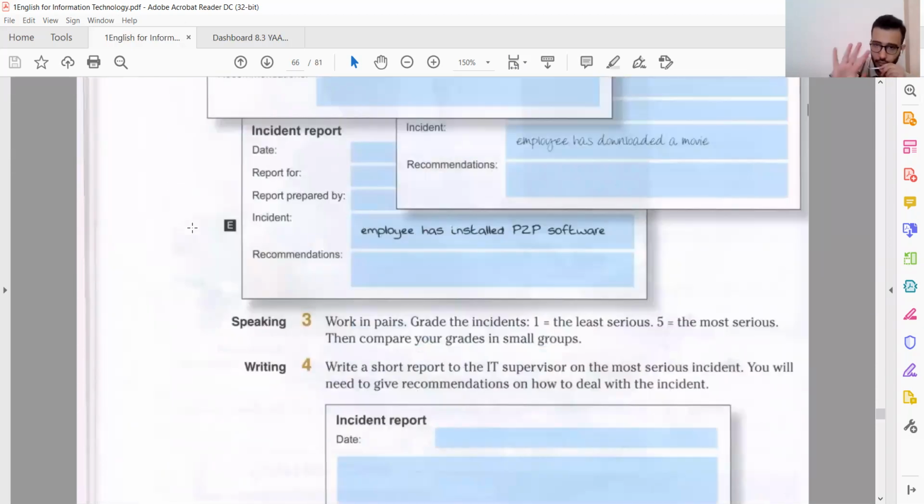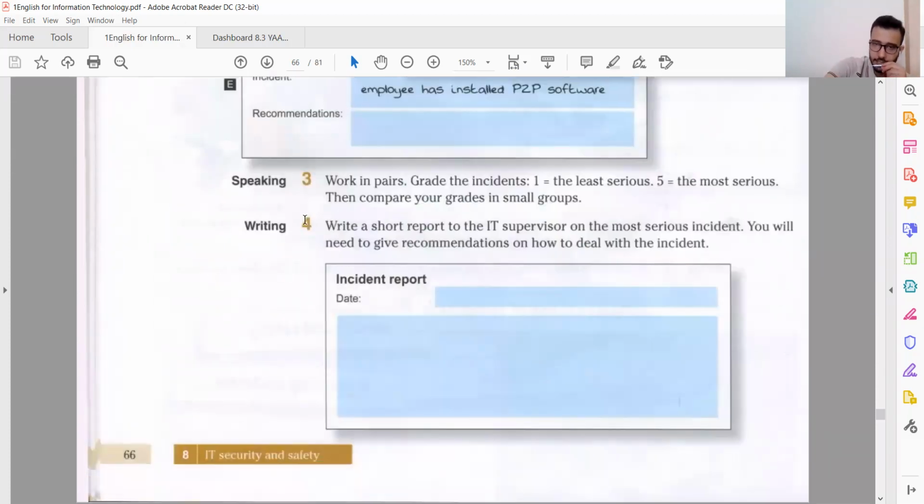Okay, this is not the homework. The last homework is to write a short report on the IT supervisor on the most serious incident.